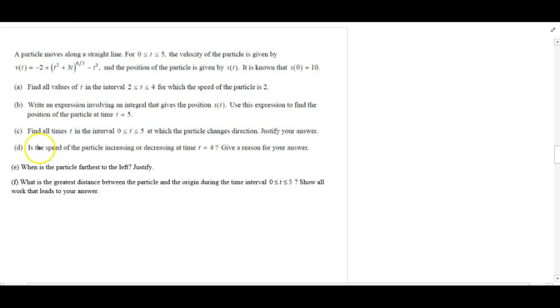So I'm assuming in my part E that this was along a horizontal line. So in my part E, I'm asking, when is the particle farthest to the left? So we've talked about this. Farthest to the left means that we're trying to find an absolute minimum. And this is important because we're talking about farthest to the left. It's an absolute minimum of position, of s of t.